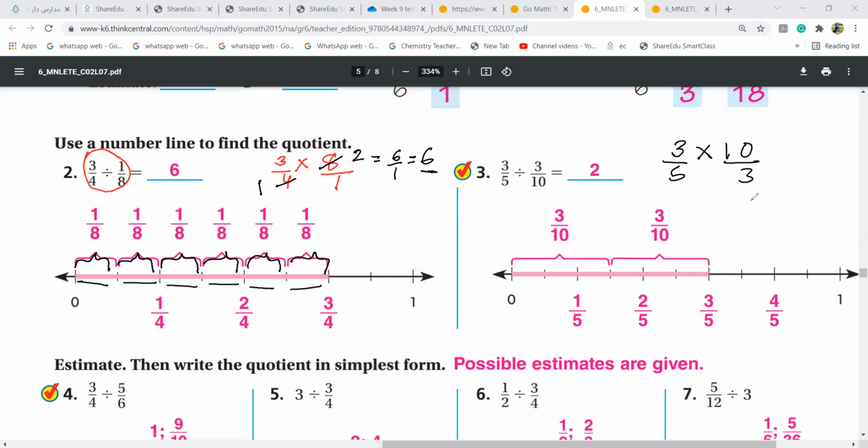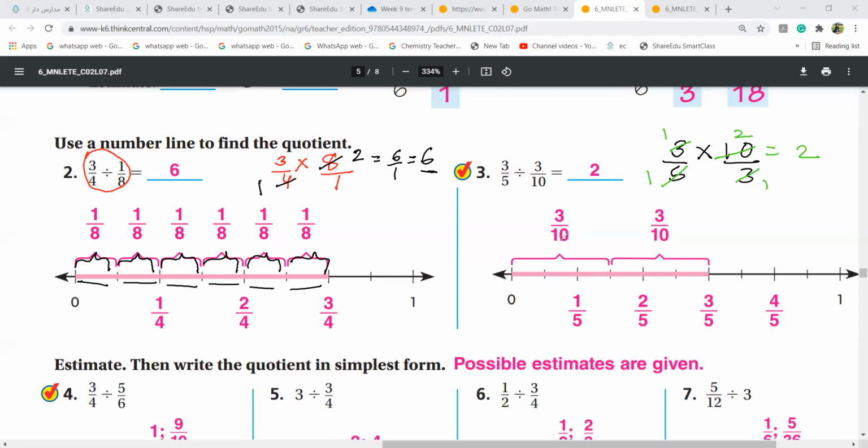The 3 becomes 1, both of them, and the 1 and the other 1 also. Now 5 and 10: 5 becomes 1, and 10 becomes 2. What's your answer? 2 over 1, and the answer is 2.